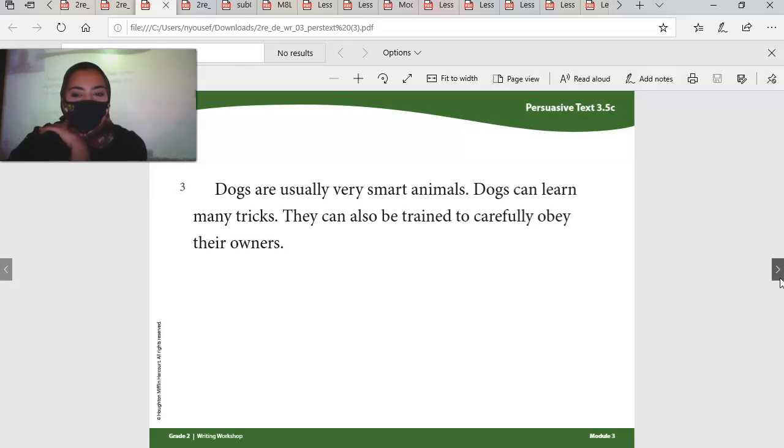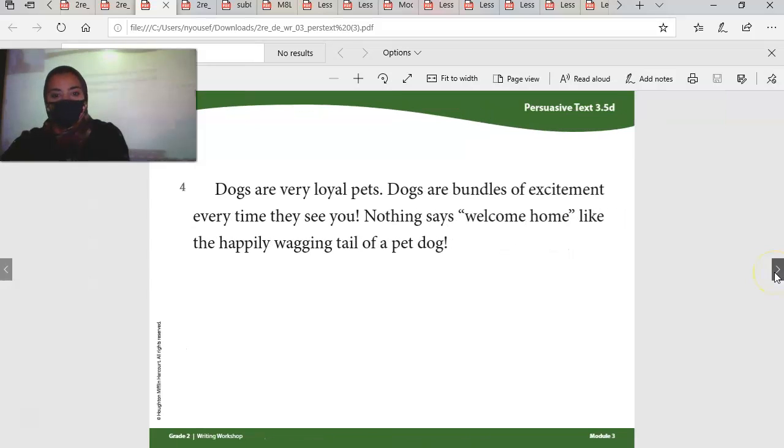Dogs are usually very smart animals. Dogs can learn many tricks. They can also be trained to carefully obey their owners. These are all facts. Dogs are very smart animals. Dogs can learn many tricks. These are facts. You can prove it. They can also be trained to carefully obey their owners. That's all a fact. He wrote a whole bunch of facts.